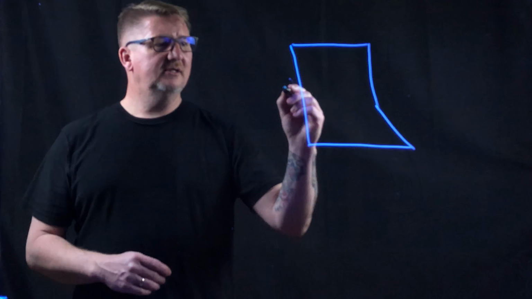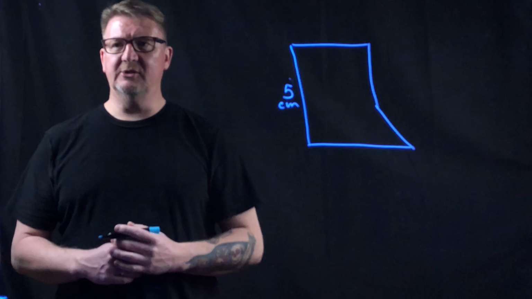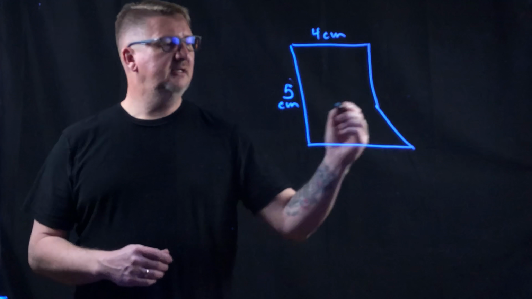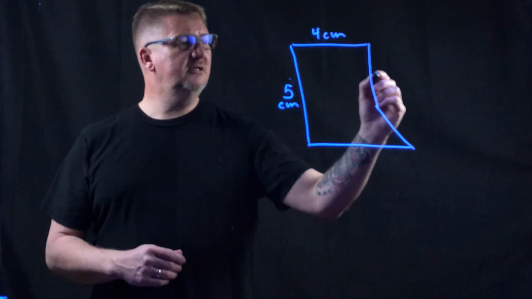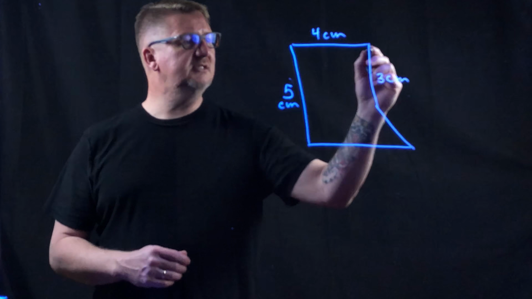The first example, I have a shape that looks like that. Now the shape is, let's say we'll call that centimeters, 5 centimeters tall, 4 centimeters wide. And this little distance from here to here is 3 centimeters. And we have this total distance down here of 7 centimeters.